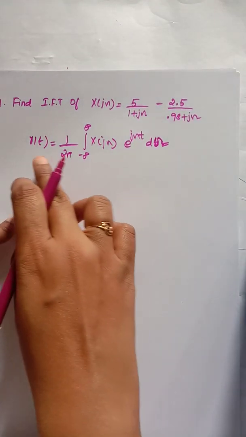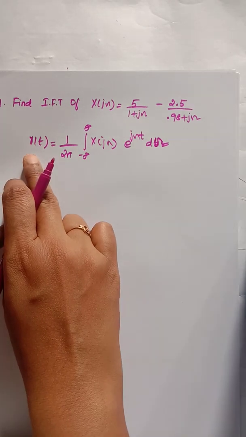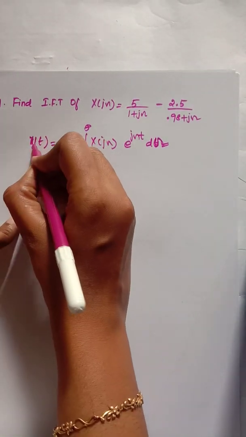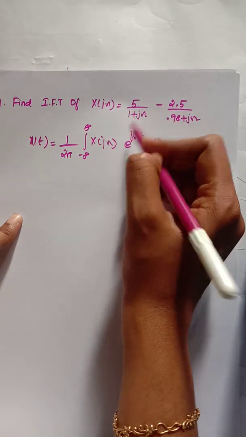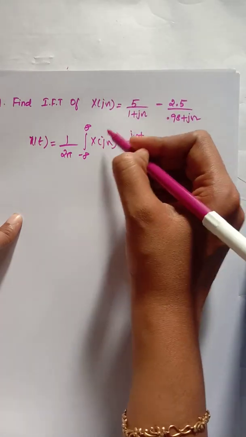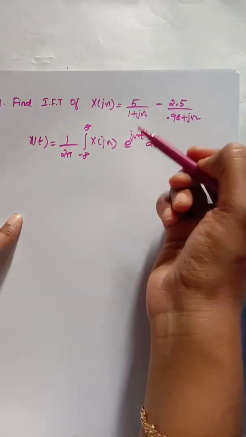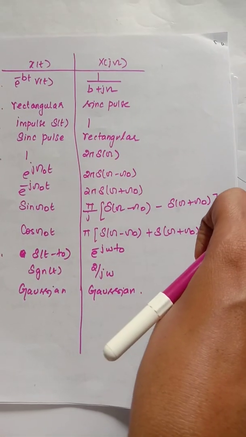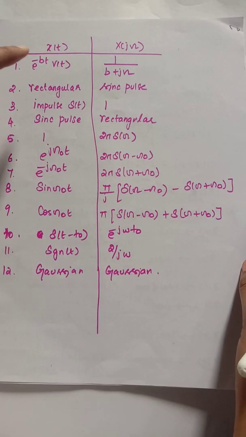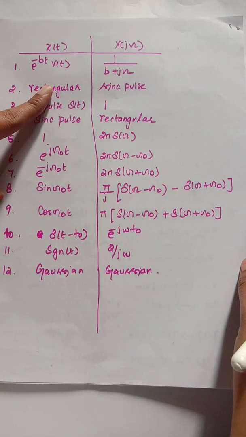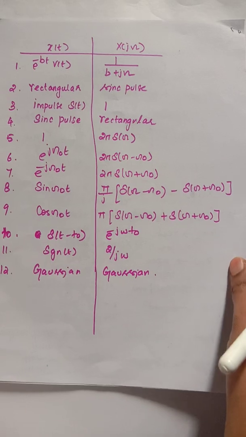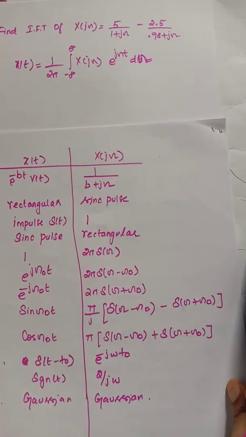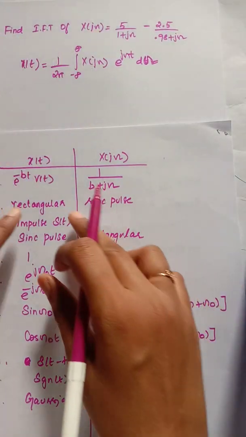In order to find the inverse transform using that formula, we just need to find x of t. While applying it, you need to perform integration, then you have to apply limits. So it is a somewhat complex process. So what we can do is use these formulas for simplifying the results. Now see here, I am going to apply these formulas.